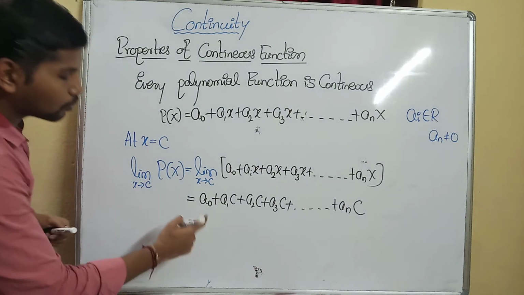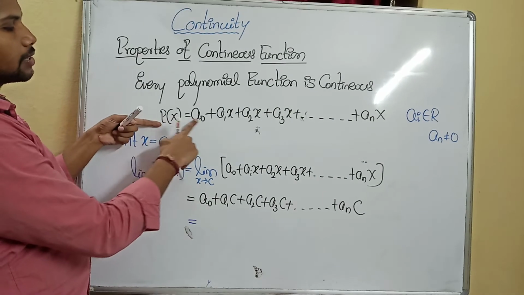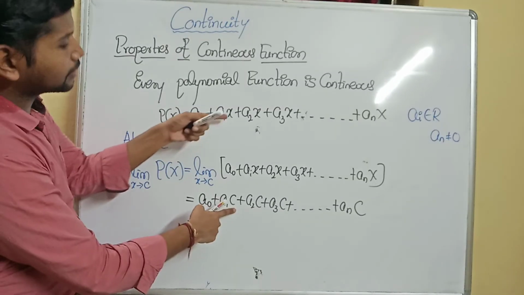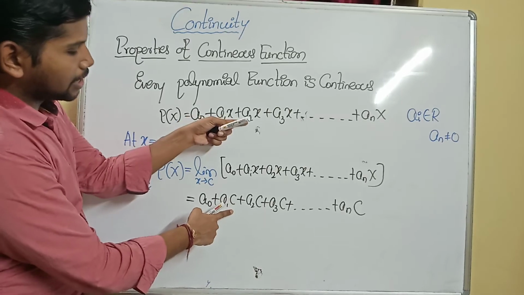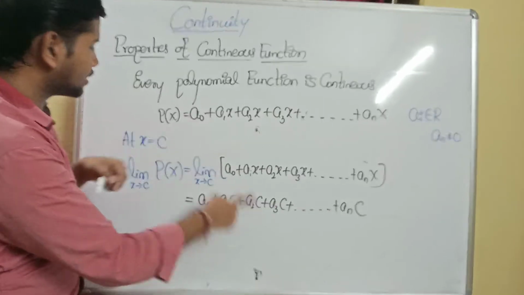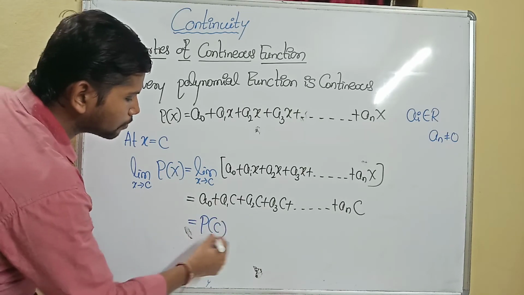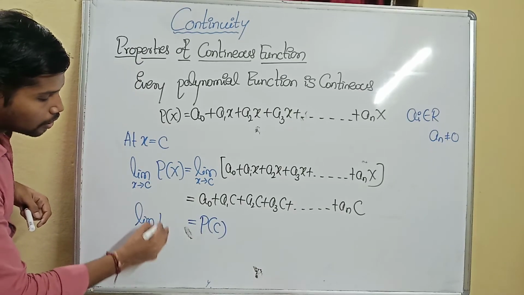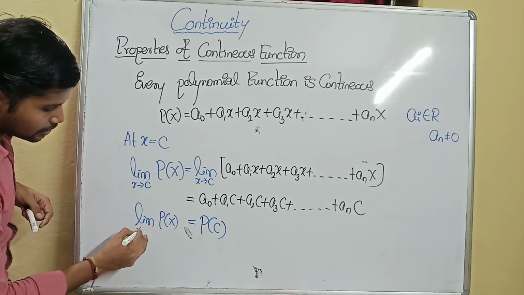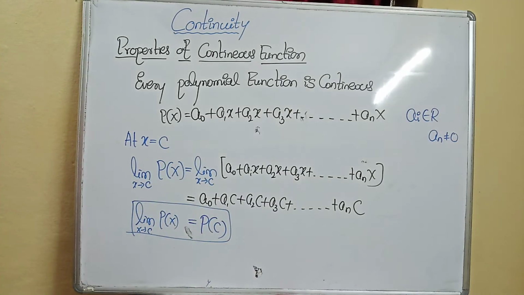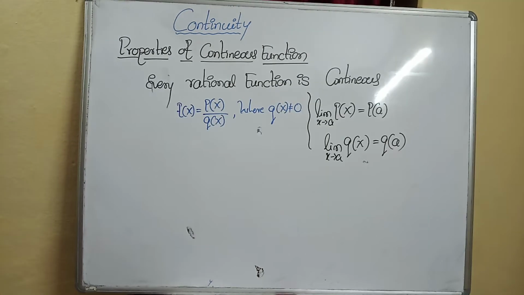This is nothing but what it is. See, p of x is a naught, a1 x, a2 x squared. See here, a naught, a1 x. Instead of x, c is there. It is nothing but p of c. Means what I got? Limit of p of x as x tends to c, it will be p of c. We got the values. Means every polynomial function is continuous.